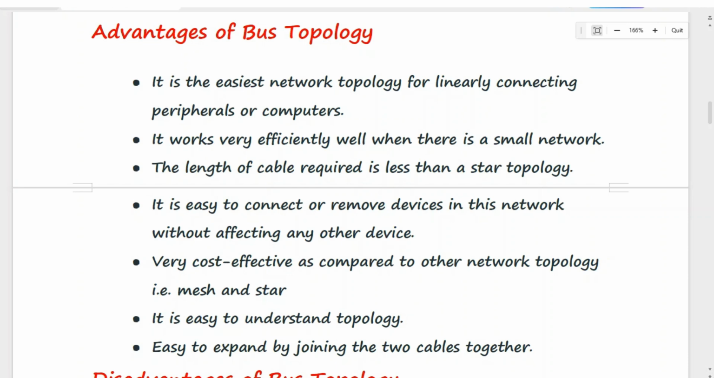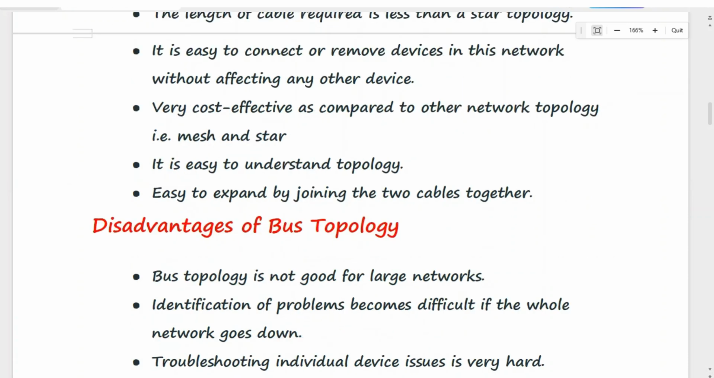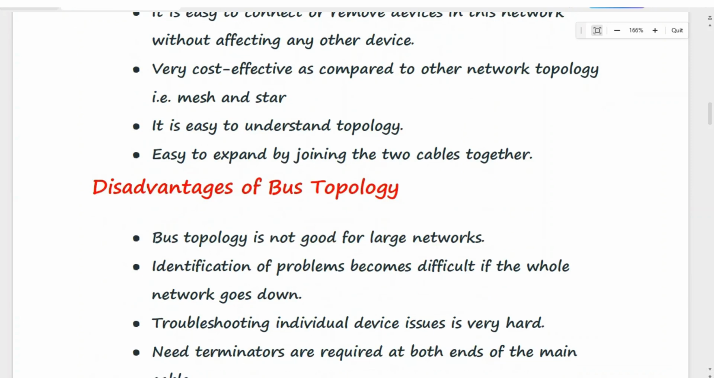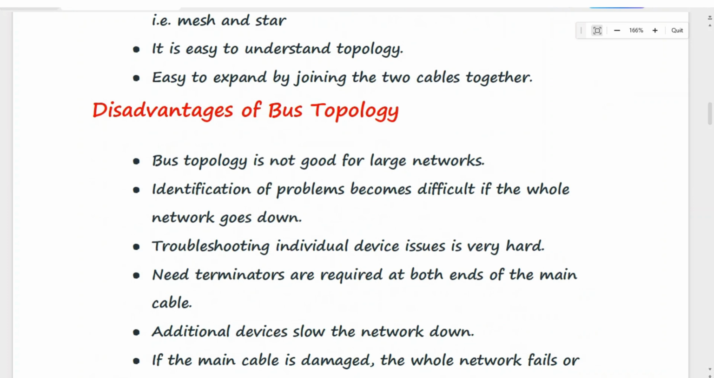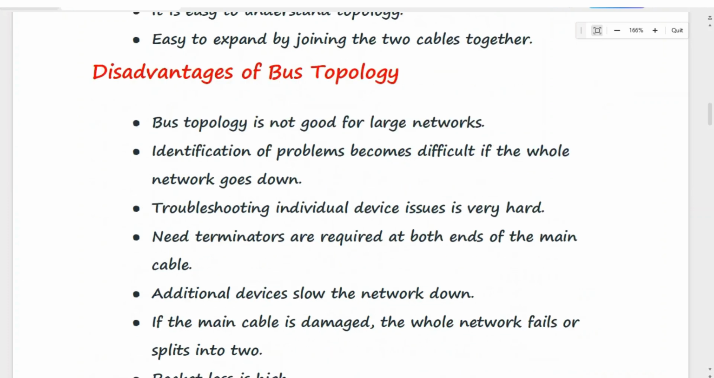Disadvantages of bus topology: it is not good for large networks. Identification of problems becomes difficult if the whole network goes down. Troubleshooting individual device issues is very hard. Terminators are required at both ends of the main cable. Additional devices slow the network down. If the main cable is damaged, the whole network fails or splits into two. Packet loss is high. This network topology is very slow as compared to other topologies.